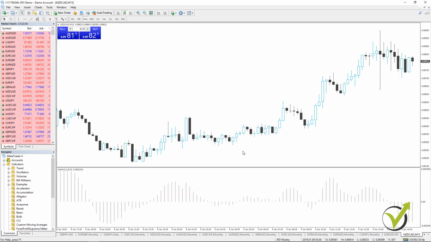I will click on OK, and you see it's very similar to the MACD, but we don't have the signal line over here. It's just displayed in a very similar way. The moving average of oscillator is actually calculated as the MACD line minus the signal line. So we can say it is the difference between the oscillator and the oscillator smoothing.